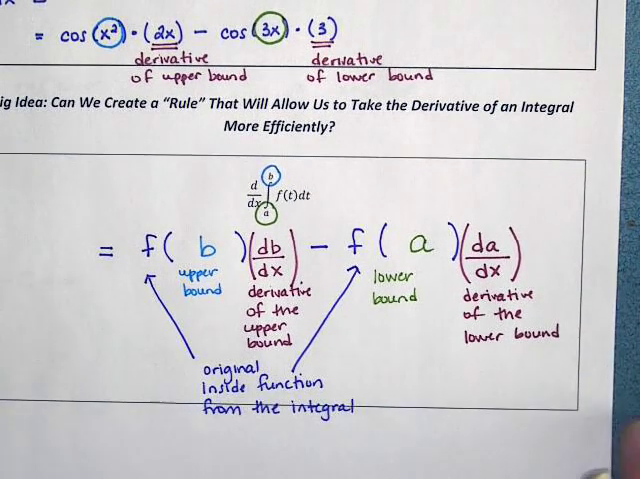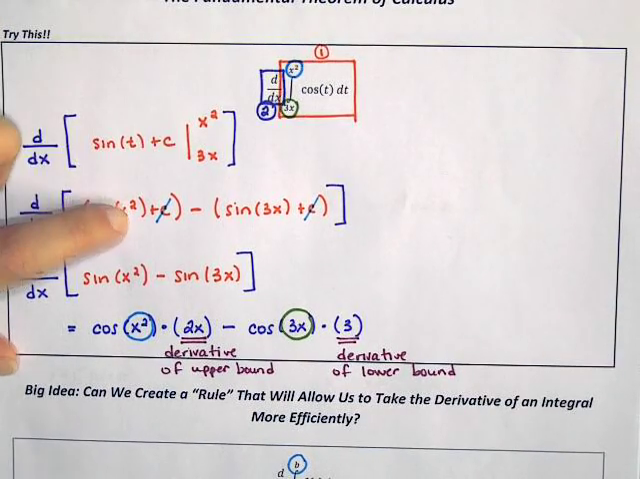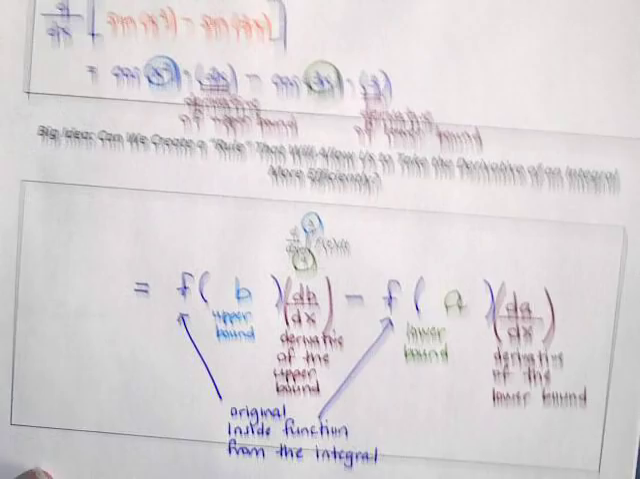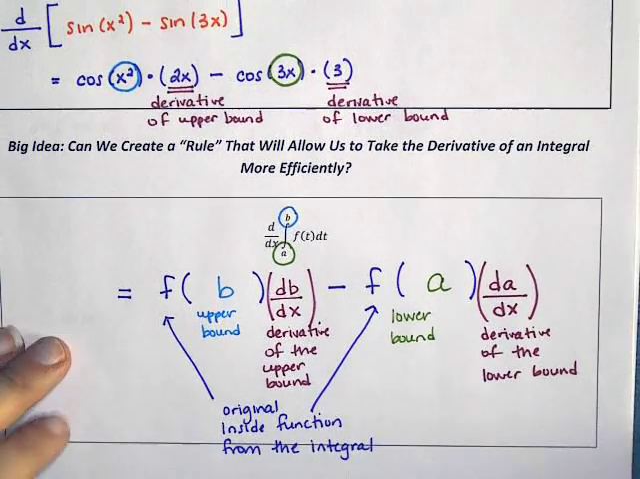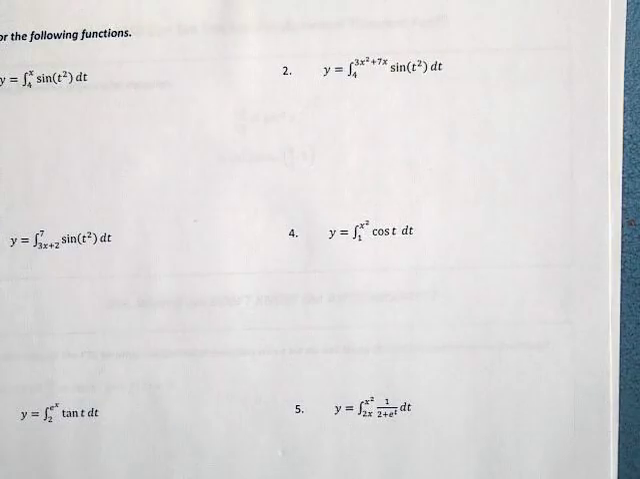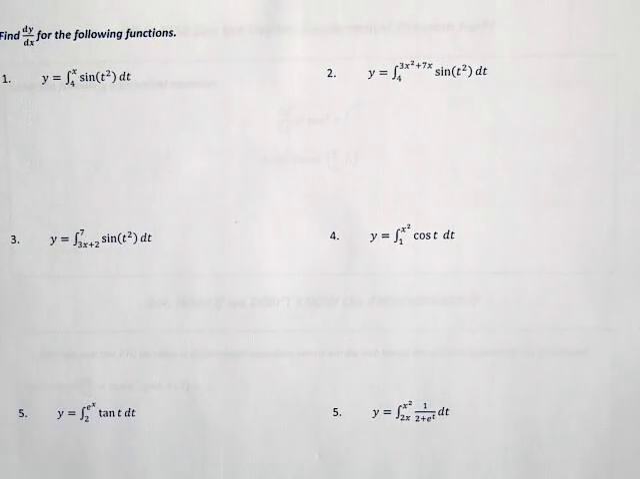So in the future, instead of going through this process that we did up here, where we do the antiderivative, we plug in the bounds, and then we take the derivative, we're just going to skip straight to the answer. And we'll look at a couple examples where we do that on the next page. So let's go ahead and do that now. It says here, find dy over dx. So in other words, find the derivative for the following functions.